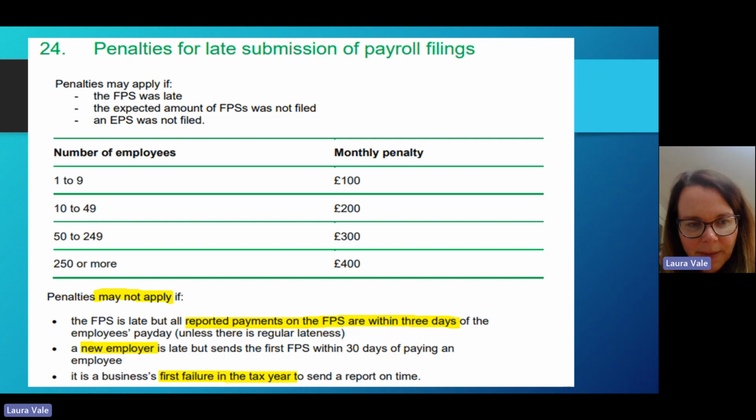There are a few times the penalty may not apply. I've highlighted those at the bottom. So if the FPS is late, but all reported payments are within 3 days of the employee's payday. If you've got a new employer who is late, but sends the first FPS within 30 days of paying the employee. So you get a bit of a let up if you're new, or it is a business's first failure in the tax year. So then you get a little bit of a, right, okay, don't do it again.